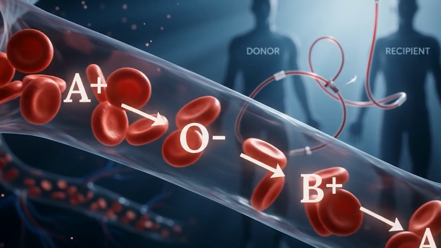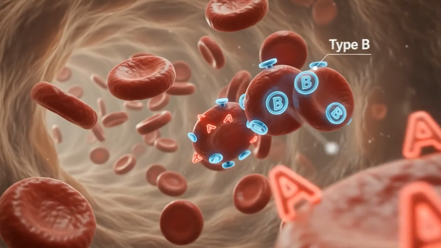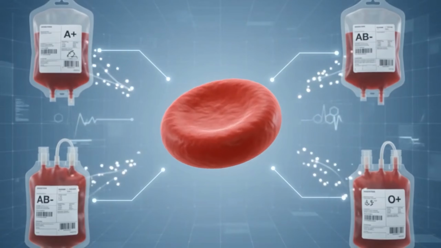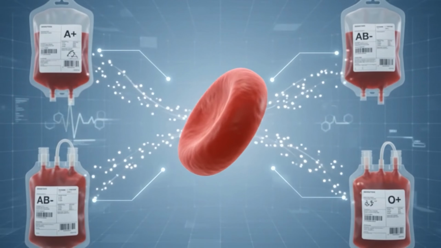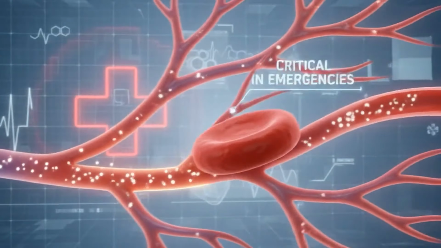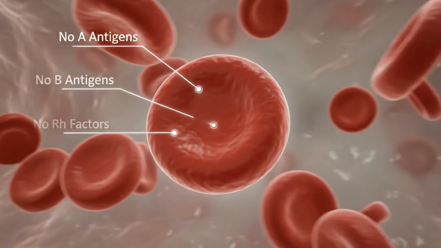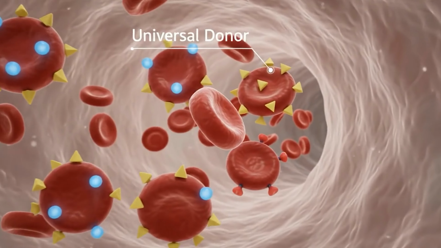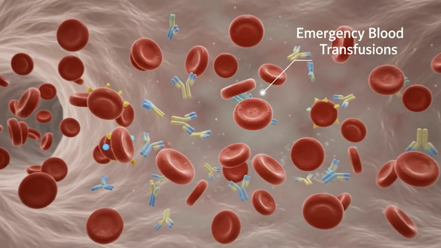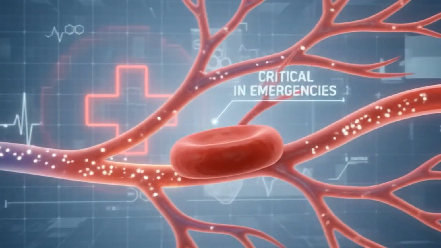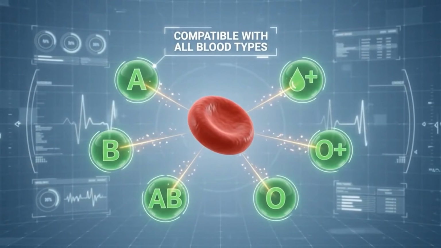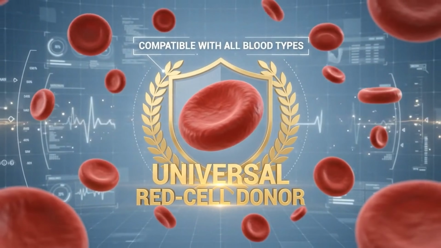Who can give blood to whom? This is where blood groups become really interesting. For red blood cell transfusions, the basic compatibility rules are: O negative red blood cells can generally be given to people of all A, B, O, and RH blood types in emergency situations. That's why O negative is often called the universal red cell donor.